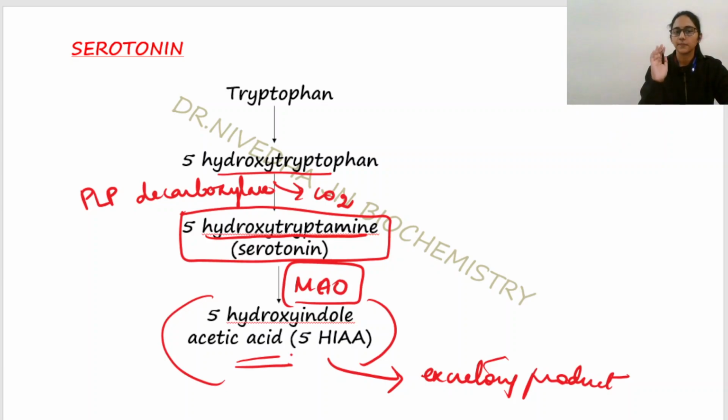All right. So tryptophan goes to 5-hydroxytryptophan by a hydroxylase enzyme, and 5-hydroxytryptophan by a decarboxylase becomes serotonin. And how does serotonin get degraded? By monoamine oxidase to 5-hydroxy-indoleacetic acid. So all these intermediates and products are important. Now this 5-hydroxy-indoleacetic acid is an excretory product.